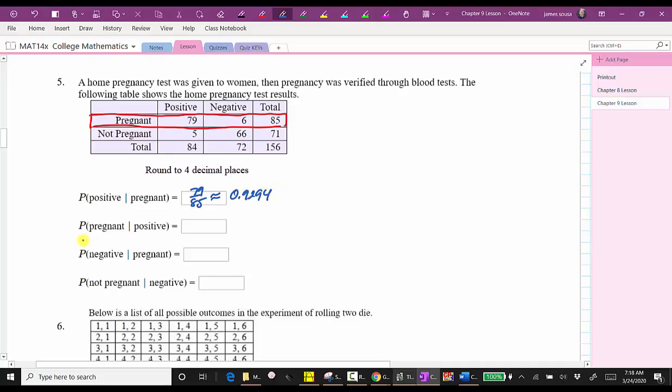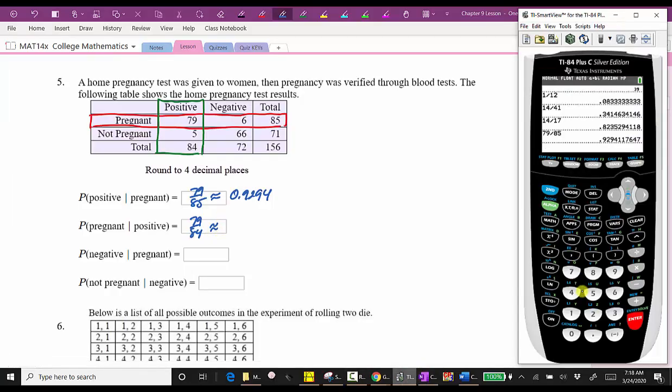Next, we want the probability of being pregnant given a positive test result. So we are given a positive test result, and therefore we're only concerned about this column. Notice how there are a total of 84 positive test results. Of the 84, 79 are pregnant. And therefore the probability of being pregnant given a positive test result is 79 divided by 84. Converting to a decimal to 4 decimal places, we have 0.9405.